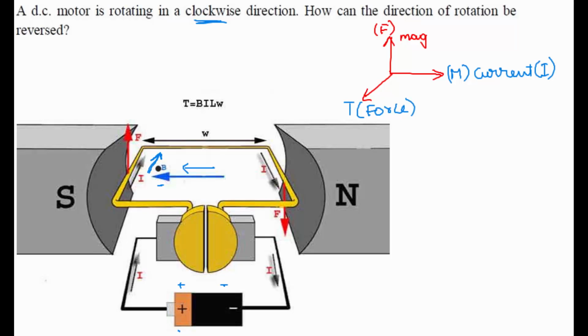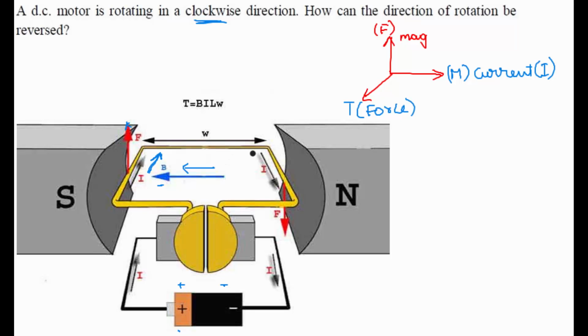Now try to see in which direction force is acting using the left hand rule. So when you use your left hand rule, you will see that force will be acting in this direction, giving it a clockwise movement. Here it will be acting in the downward direction, here it will be acting in the upward direction. So it will start rotating clockwise.